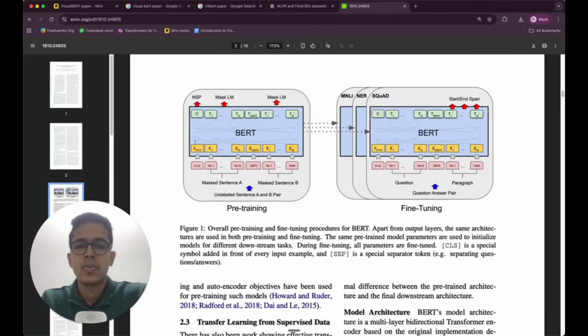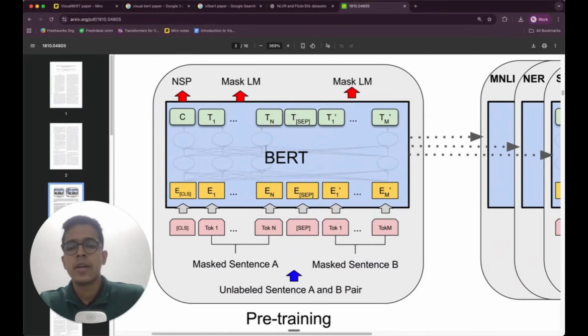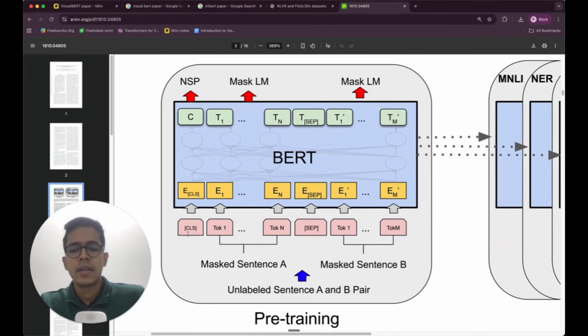See, this was the BERT model architecture, and there is the CLS token. The CLS token is used to predict the next sentence. NSP is next sentence prediction, saying whether the first set of tokens corresponding to sentence A, followed by a separator token, then followed by another set of tokens corresponding to sentence B, are sequential, like whether sentence B follows sentence A or not. That is what the CLS token does.